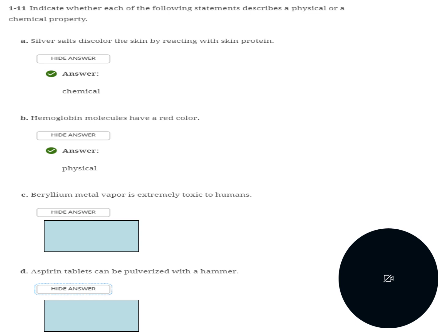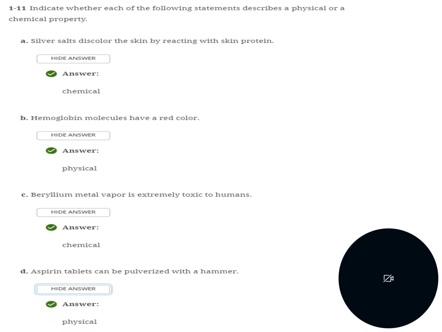property. Hemoglobin molecules have a red color, and that would be a physical. We're just talking about the red color. Letter C, beryllium metal vapor is extremely toxic to humans. That would be chemical. The toxicity of beryllium indicates that it produces a change in substances in the human body that can be potentially lethal. And the last one, D, aspirin tablets can be pulverized with a hammer. That's another example of a physical property. We're just changing its shape.